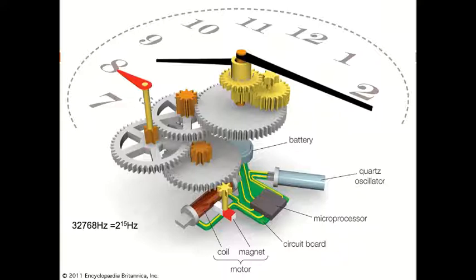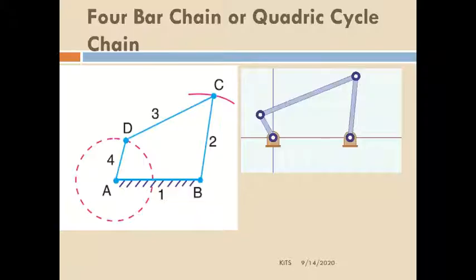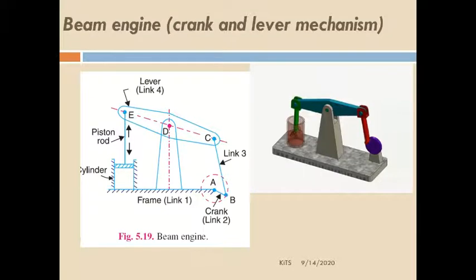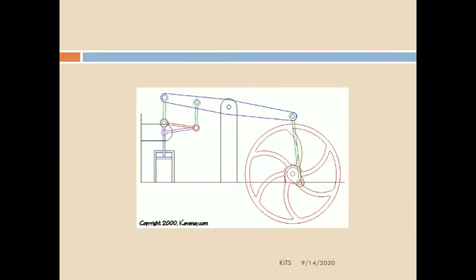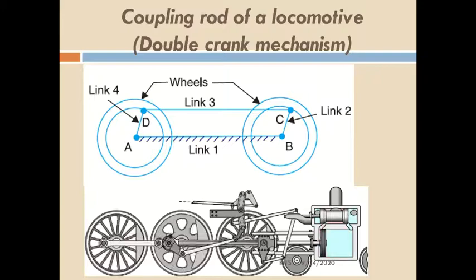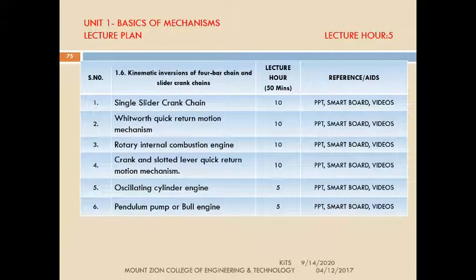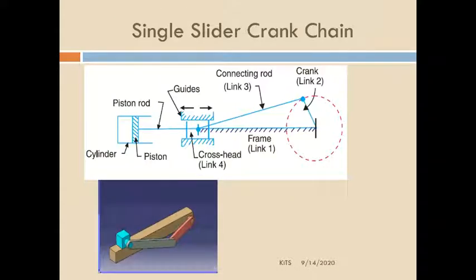In the previous class we have studied about beam engine, locomotive, coupling rod of locomotive engine, and Watt's indicator. This is what we studied in the previous video: beam engine, coupling rod of locomotive, Watt's indicator. Now, inversion of single slider crank chain.